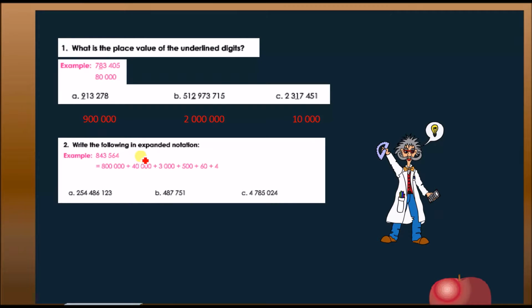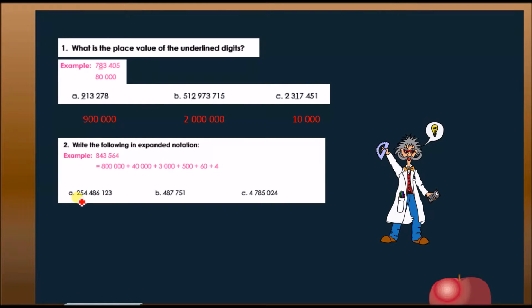Now let's write some numbers in expanded notation. And here's a tricky one. This one example is quite easy. The 8 is in the 100,000, so it's 800,000. The 4 is in the 10,000, so it's 40,000. The 3 is in the position of the 1,000, so it's plus 3,000, plus 500, plus 60, plus 4. That's easy enough. But let's have a look at this guy.